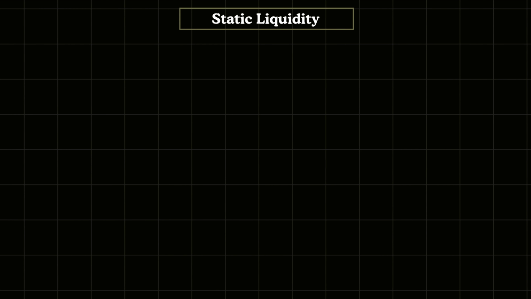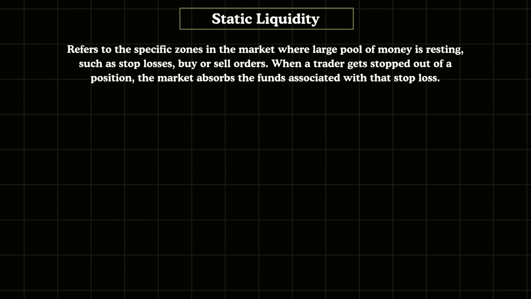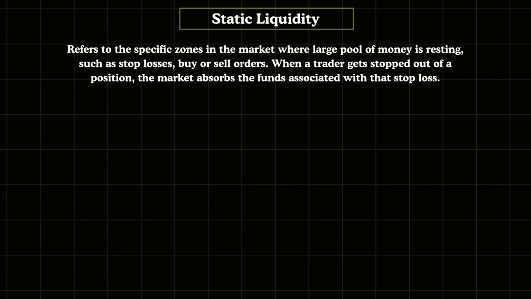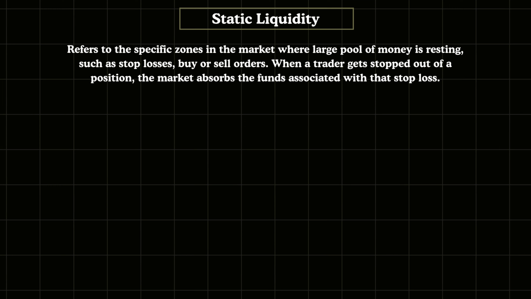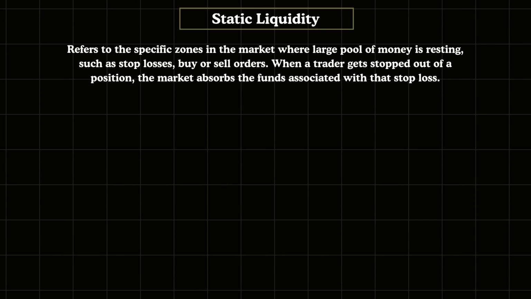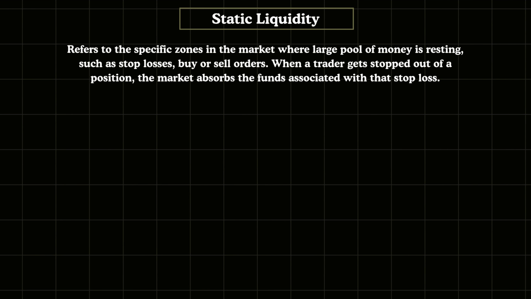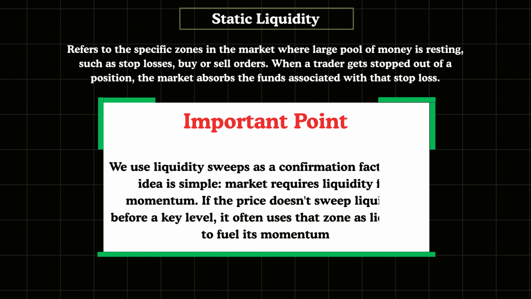The static liquidity refers to the specific zones in the market where a large pool of money is resting, such as stop losses, buy or sell orders. When a trader gets stopped out of a position, the market absorbs the funds associated with that stop loss. Recognizing a liquidity sweep pattern before the price reaches our point of interest is crucial. This pattern confirms the strength of our supply or demand area. We use liquidity sweeps as a confirmation factor.